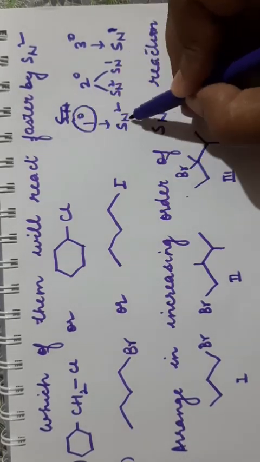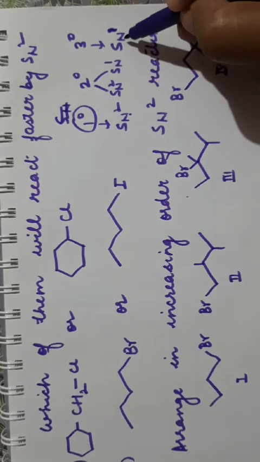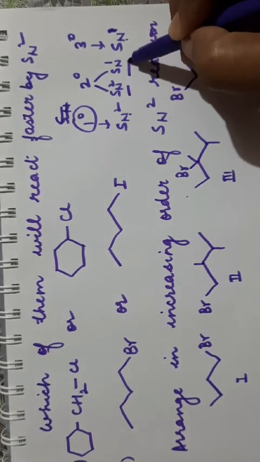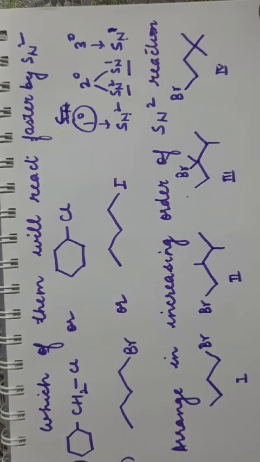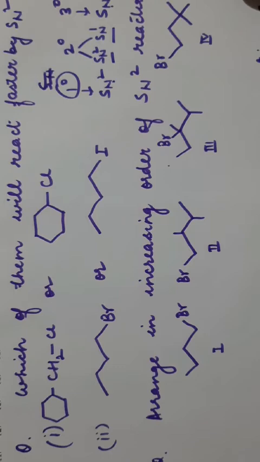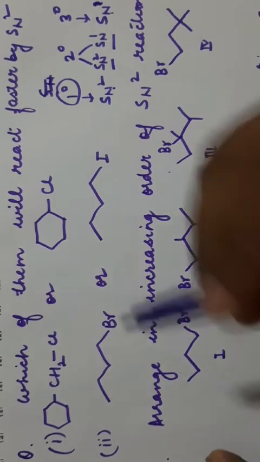1 degree always reacts by SN2, 3 degree always reacts by SN1, and 2 degree can react either by SN2 or SN1 depending upon the conditions provided. That means what solvent is provided, what type of nucleophile is provided, and what type of leaving group. So the first question is, which of them will react faster by SN2?